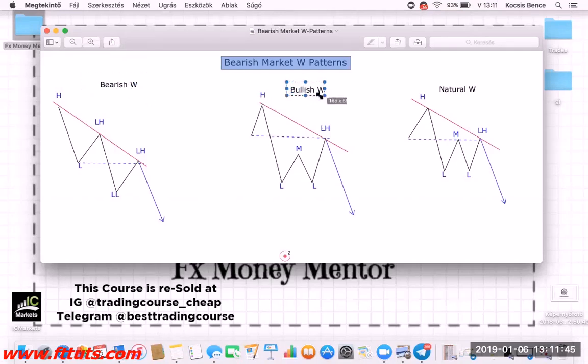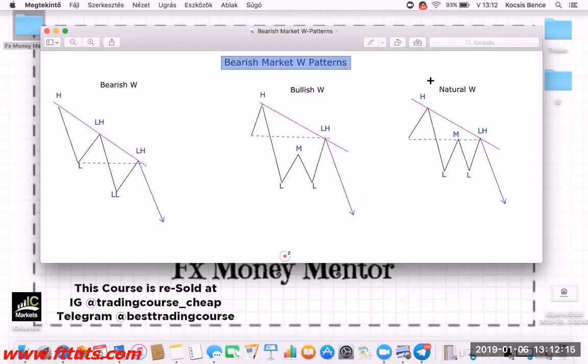The second W is the bullish W. When you have a high, you have lows, you have a middle, the last leg is squeezed to the upside and it creates the lower high and it's connecting with the trend line and it finds a support resistance zone and the price continues to the downside. This is the bullish W.